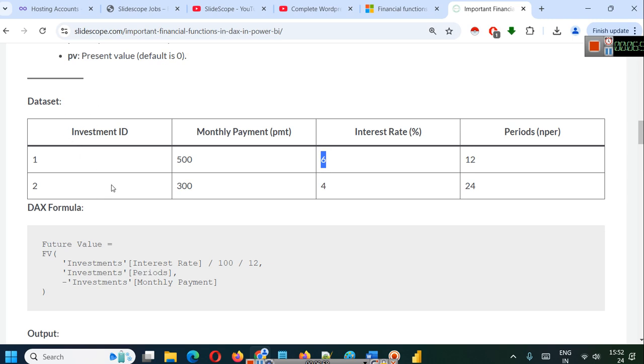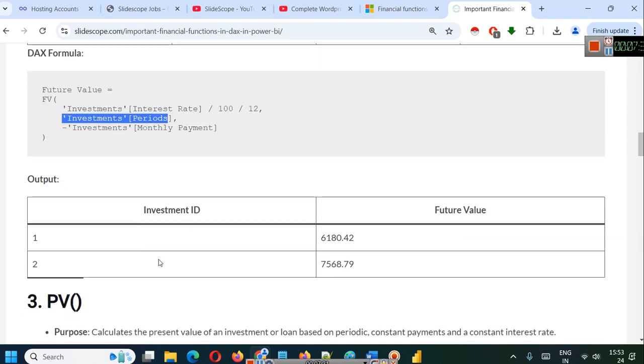So for future value, let's say the name of this table is investments. You will write interest rate here. Make sure you are writing the proper name of your column. If your column name is given as interest rate percentage, you can write interest rate percentage like that. So you are writing investment interest rate divided by 100 divided by 12. This will calculate your actual interest rate. Then your investment period, like for how many periods you are investing, and then minus investments monthly payment. And this way you will get your future value.